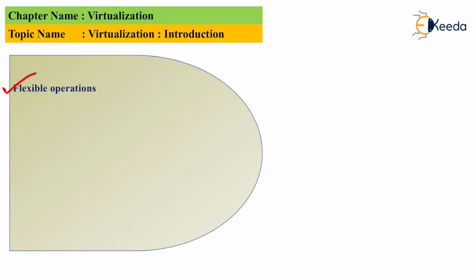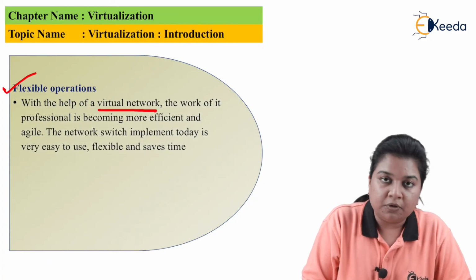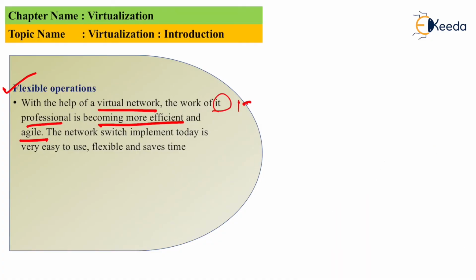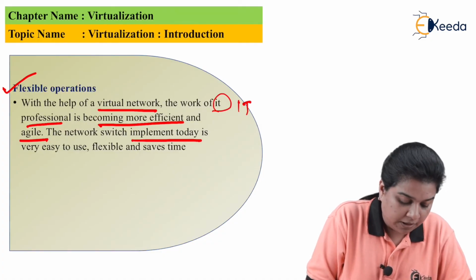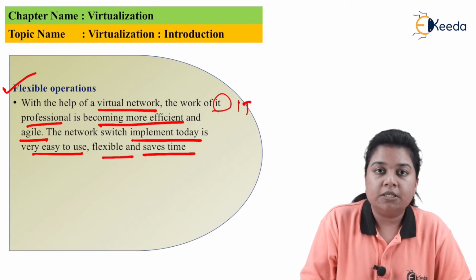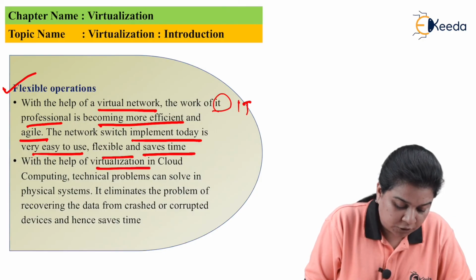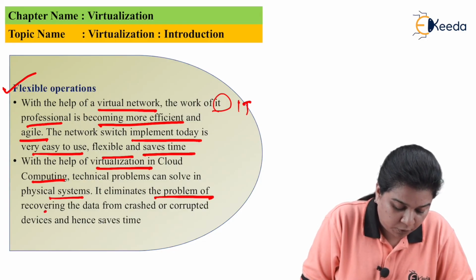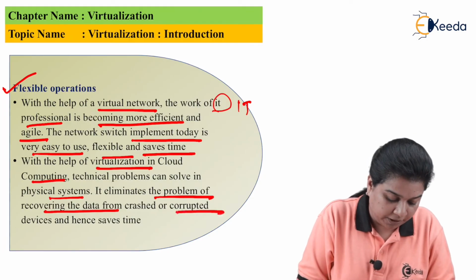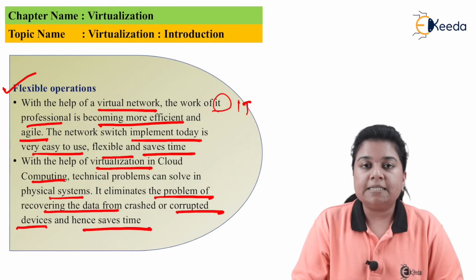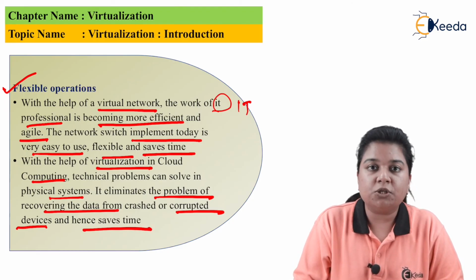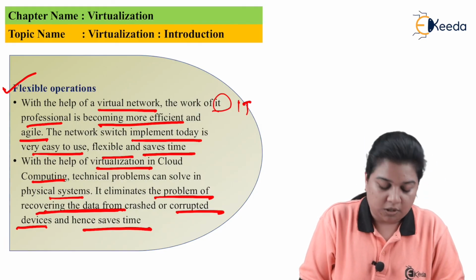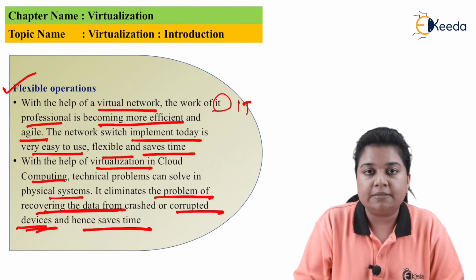Next point is flexible operations. With the help of virtual networks, the work of IT professionals is becoming more efficient and agile. The network switch implemented today is very easy to use, flexible and saves time. With the help of virtualization and cloud computing, technical problems in physical systems can be solved. It eliminates the problem of recovering data from crashed or corrupted devices and hence saves time. Since virtualization provides replication and mirroring of the data, recovery of the data from crashed or corrupted devices is possible.